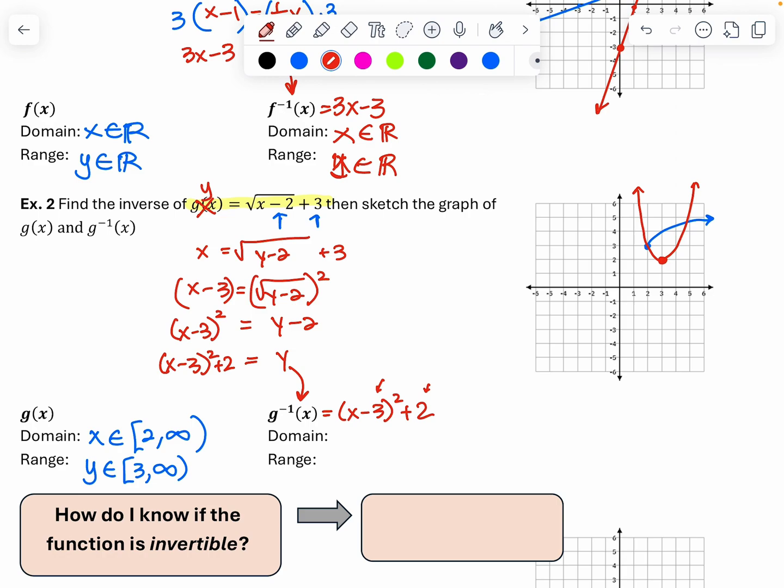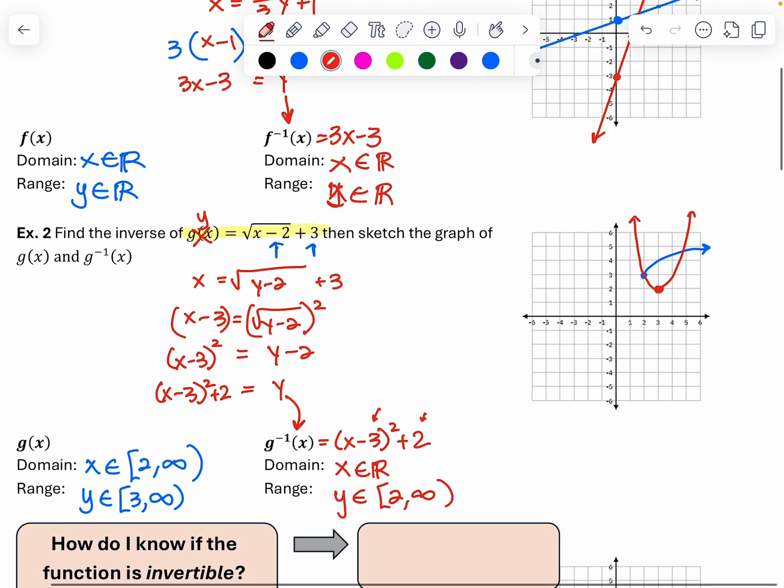Okay, and so if we identify the domain and range, well, we know that x can be all real numbers in a parabola. And y, the whole thing's been shifted up 2, so y is greater than or equal to 2, or I would say it's from 2 to infinity. But we have a problem.